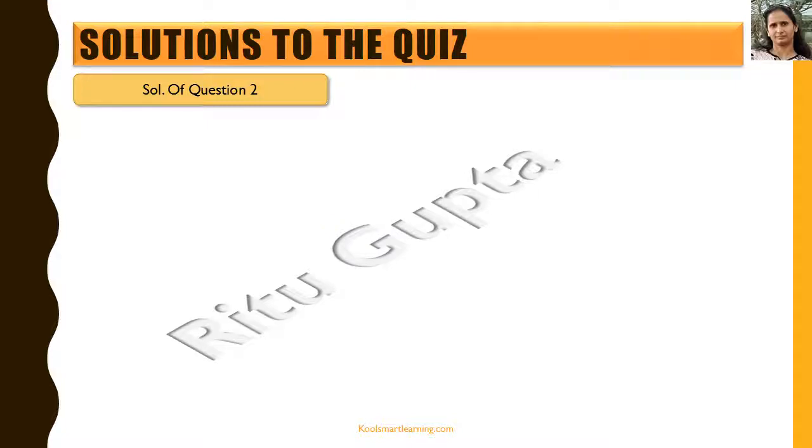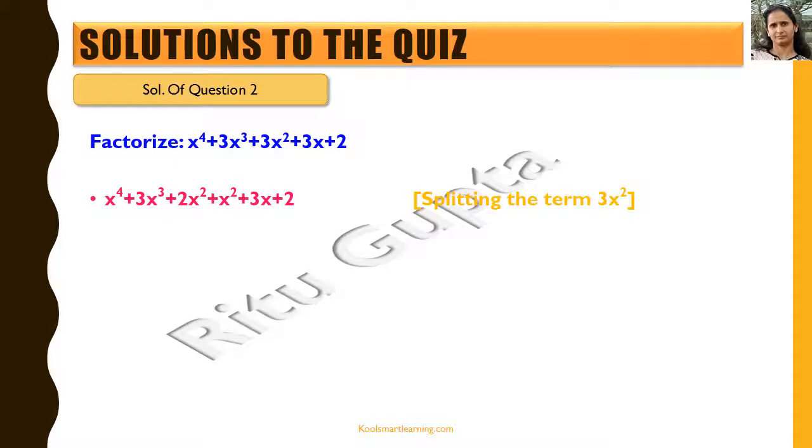Now let's look at the solution for question 2. And the question is, we have to factorize this expression. So now the first thing that we do here is we split the middle term 3x square into 2x square plus x square. And now we see that we can club the first 3 terms together and we can club the next 3 terms together.